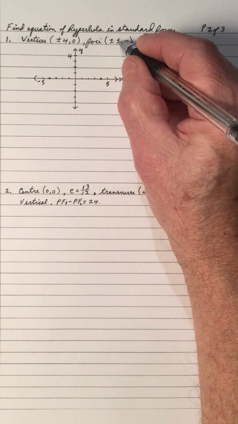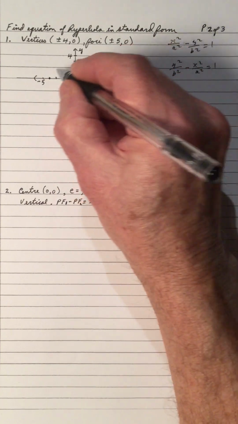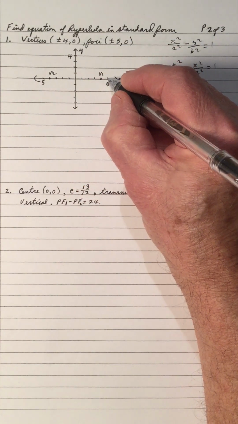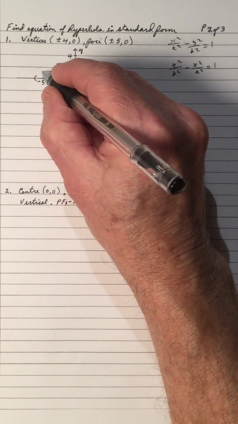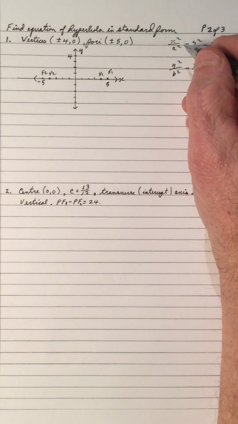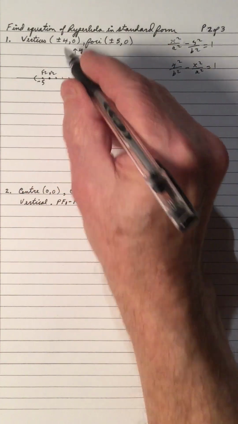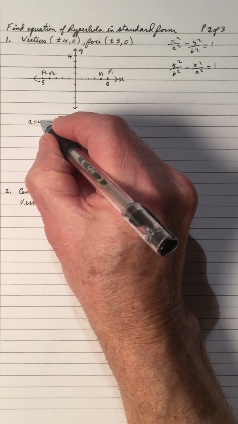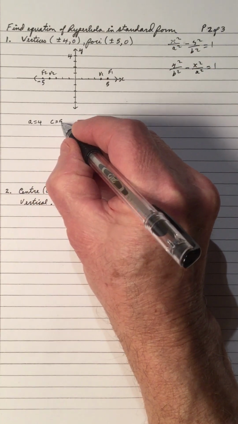And the foci are plus or minus 5. So vertex 1 and vertex 2, and the foci are plus or minus 5: 5, 0 is focus 1, and focus 2 is negative 5, 0. The vertices are plus or minus 4, so that means a is 4. And the foci are the c distance, so c is 5.